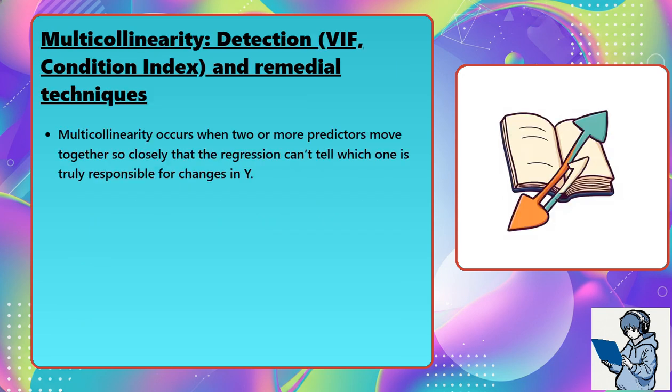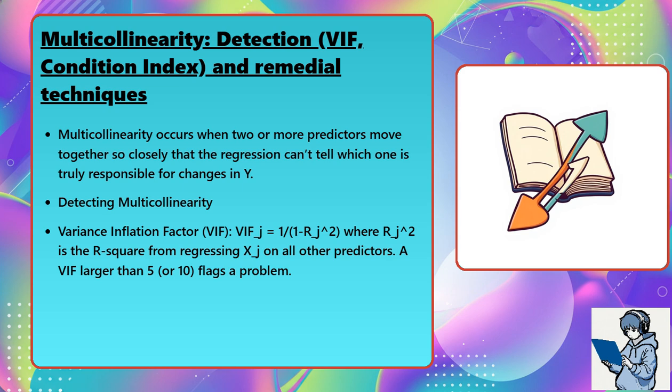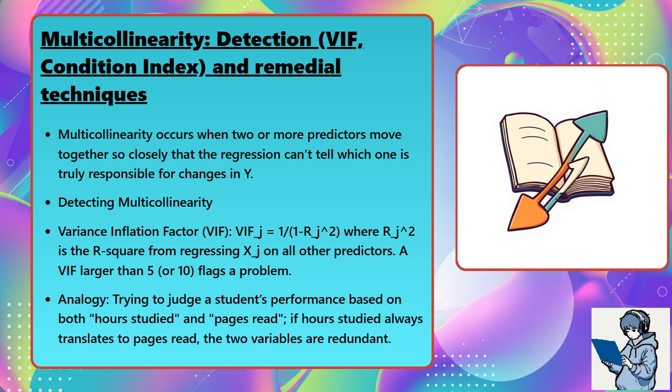Multicollinearity occurs when two or more predictors move together so closely that the regression cannot tell which one is truly responsible for changes in y. Detecting multicollinearity: variance inflation factor, VIF sub j equals 1 divided by (1 minus r sub j squared), where r sub j squared is the R squared from regressing x sub j on all other predictors. A VIF larger than 5 or 10 flags a problem. Analogy: trying to judge a student's performance based on both hours studied and pages read. If hours studied always translates to pages read, the two variables are redundant.